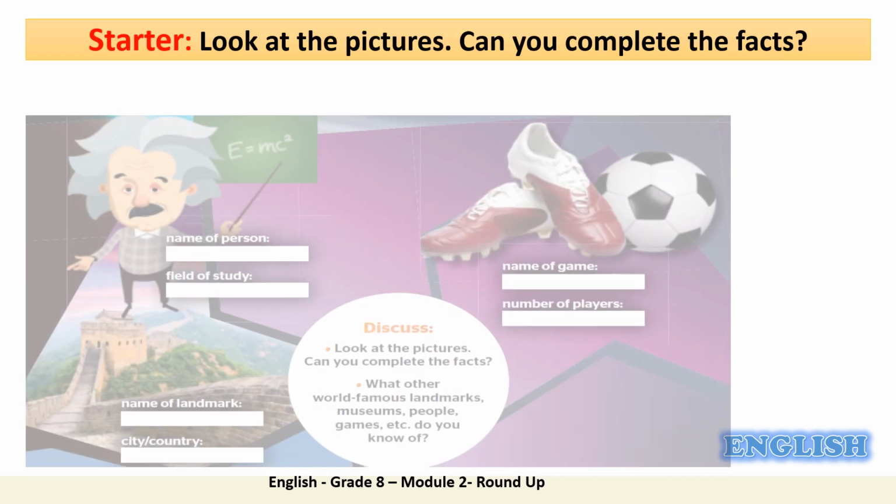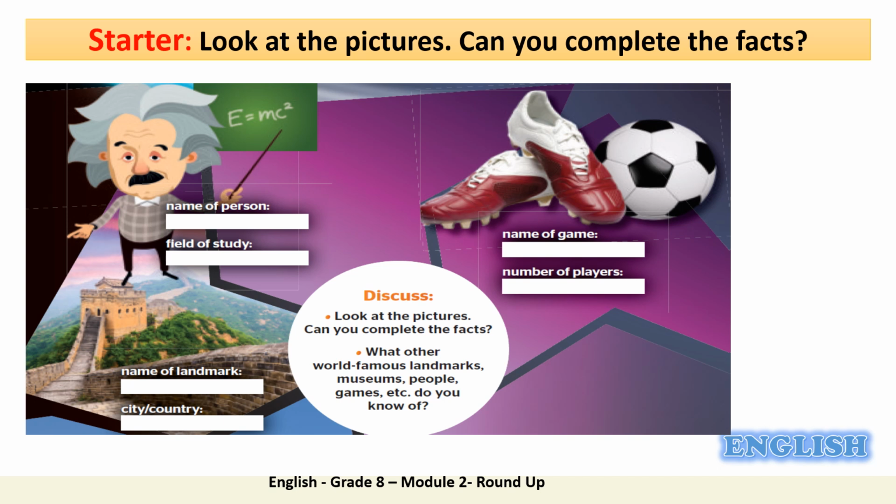To start with, guys, look at the pictures in here and try to complete the facts about them. Pause the video, do the task, and get back when you're done. Alright, here, name of person. Right, Albert Einstein. Field of study. Right, mathematics and physics. Name of game. Excellent, it's of course football. Number of players. Right, 22. The last one, name of landmark. Of course, the Great Wall of China, and the country is China.